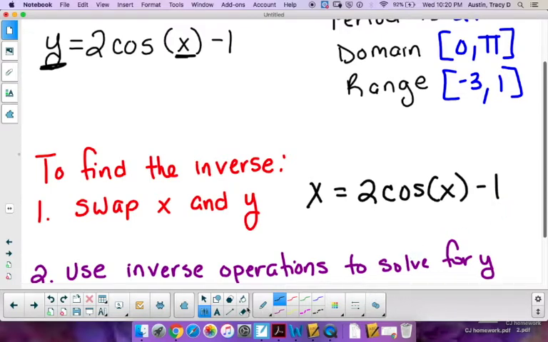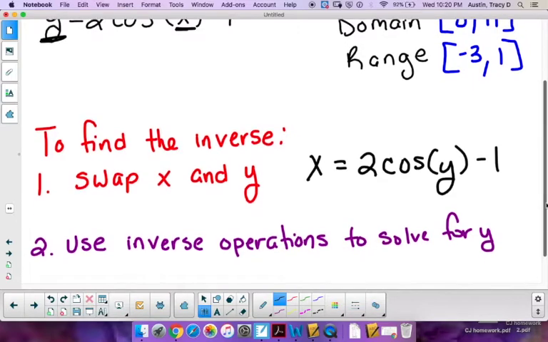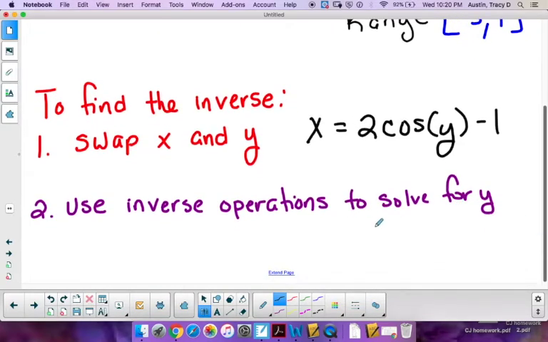Oh wait, that's supposed to be a y. Let's try that again. There we go. So we make them swap places. Okay. Now we're going to use inverse operations. Here's where the bell ringer comes back in. We're going to try and solve for y.